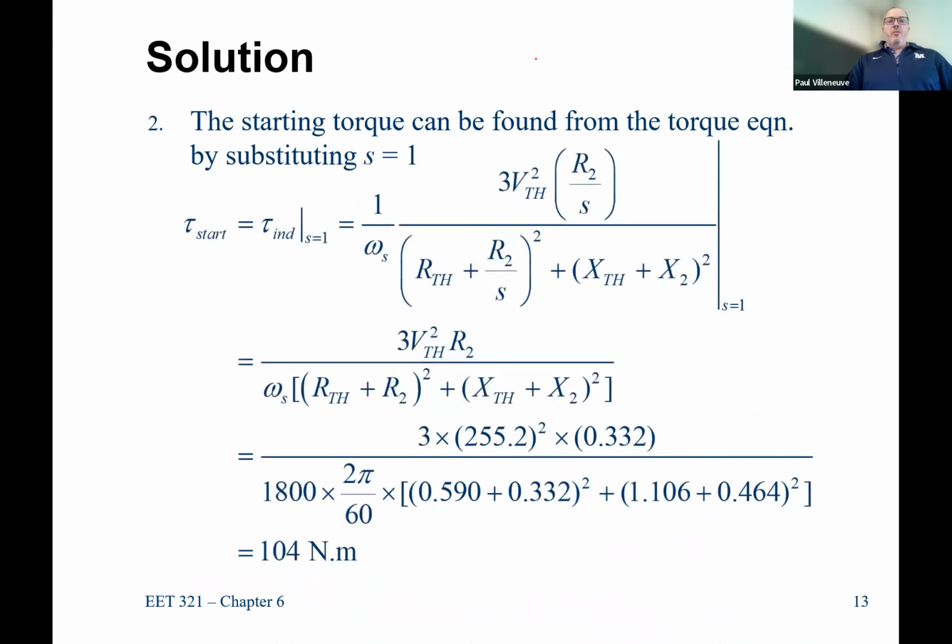Now, we're going to find our starting torque. And here's the thing. If we want to figure out what torque is for any point, including our starting point, we substitute the value of S that we're trying to solve for. When the machine is under locked or blocked rotor conditions, your machine is fully slipped, which means slip is equal to 1. So every place in the top equation that I see S, I substitute a 1, and then my equation simplifies down to that. Right? And you end up with 104 Newton meters.